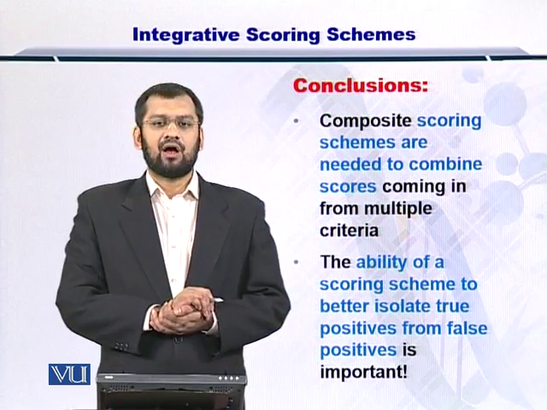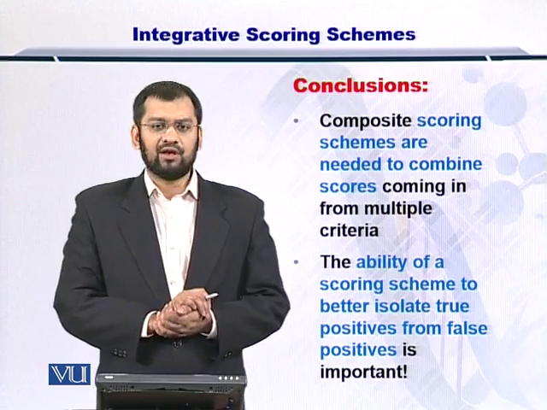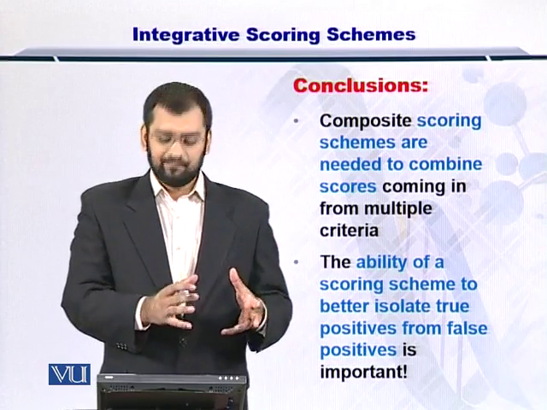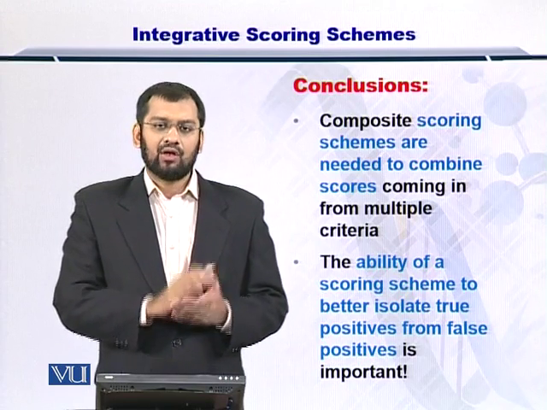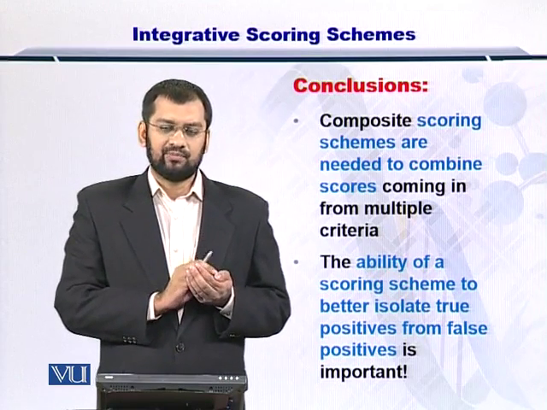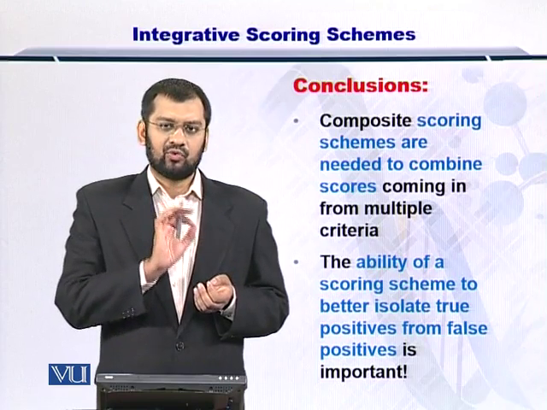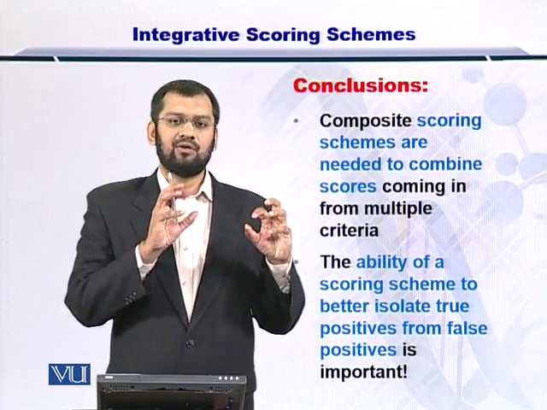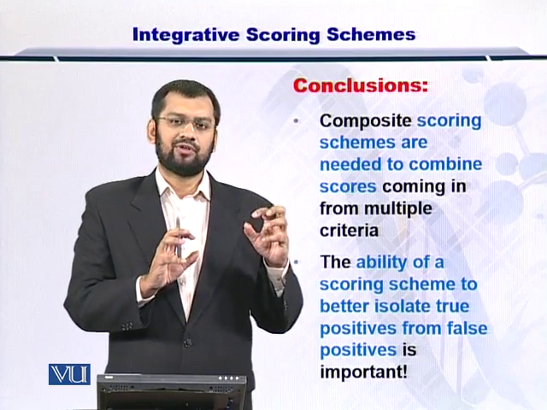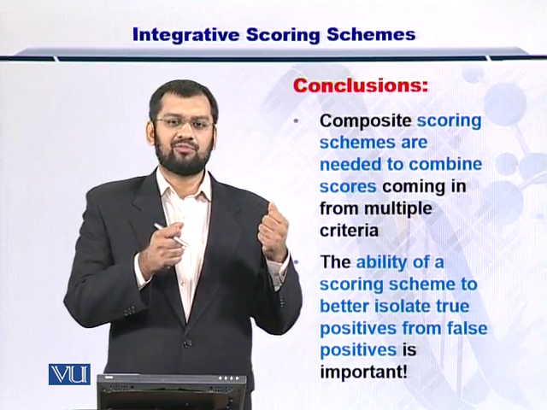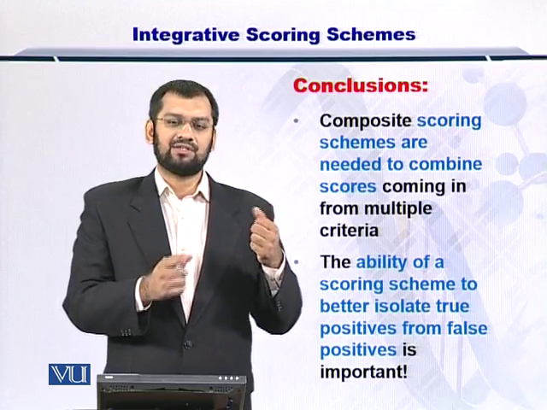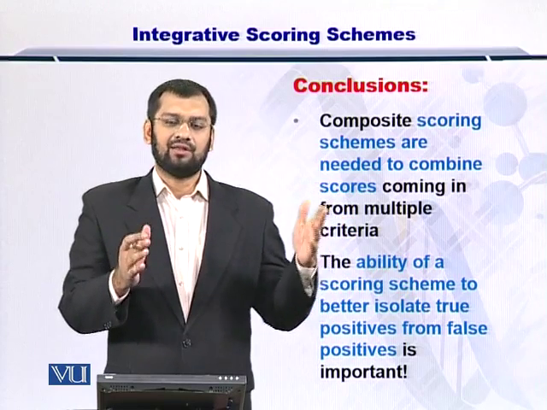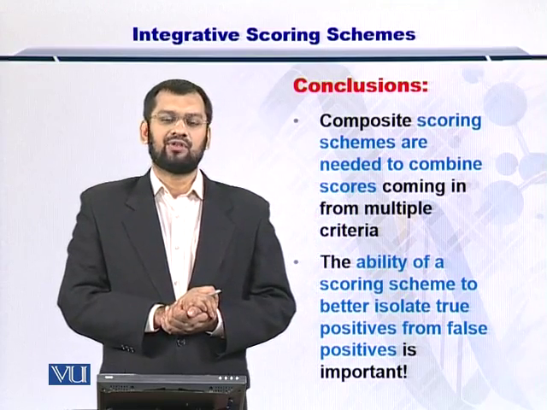So in conclusion, a composite scoring scheme is needed to combine all of these factors together into a homogeneous score, and the ability of a score is measured by the scoring system's ability to separate the true positives from the false positives. True positives being the correct matches and false positives being the incorrect matches. If your scoring scheme can put them further apart, then you have a good scoring scheme with you.